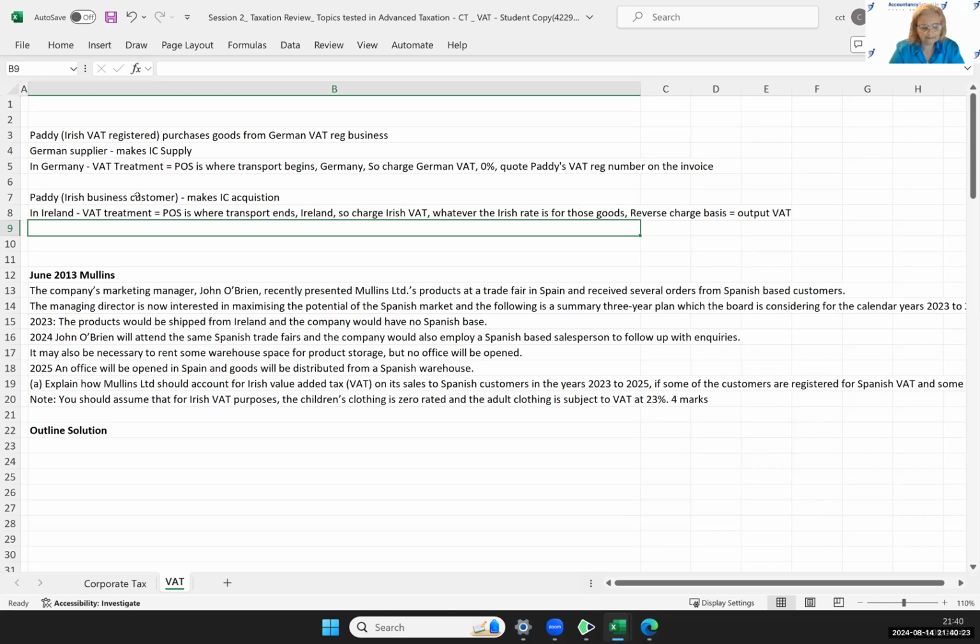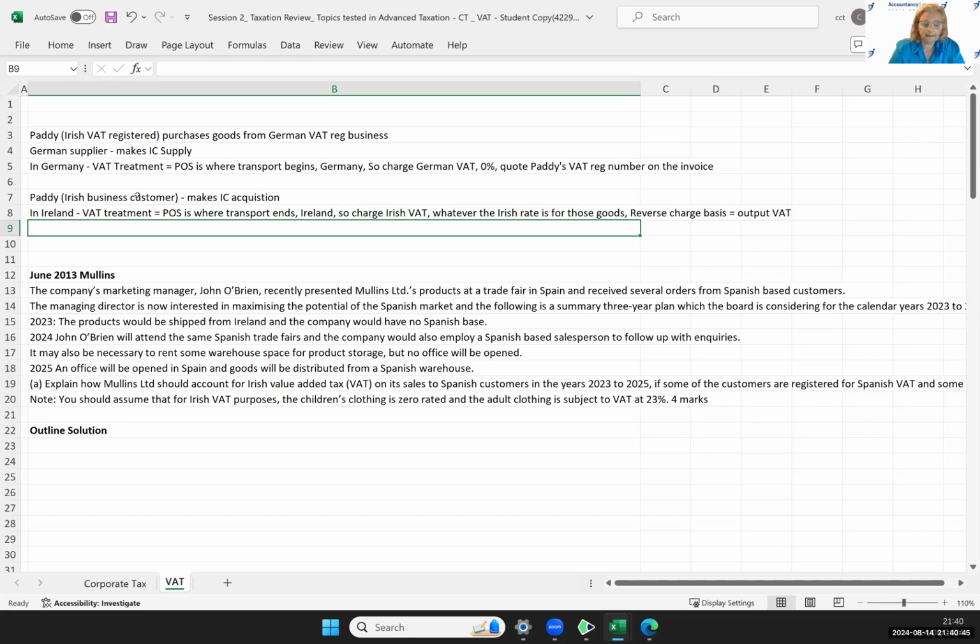Where's the place of supply? Wherever transportation ends. Where's that? That's Ireland. Okay, charge Irish VAT then. What rate? Well, what rate do you charge when you buy that stuff in Ireland? Charge yourself that rate of VAT on a reverse charge basis. But I'm incurring a cost. Yep. Can I recover it? It depends.